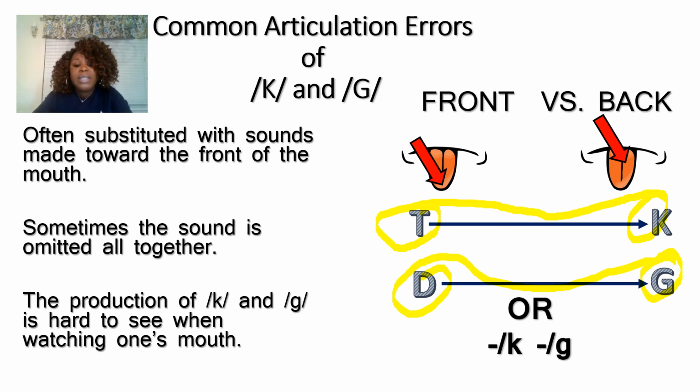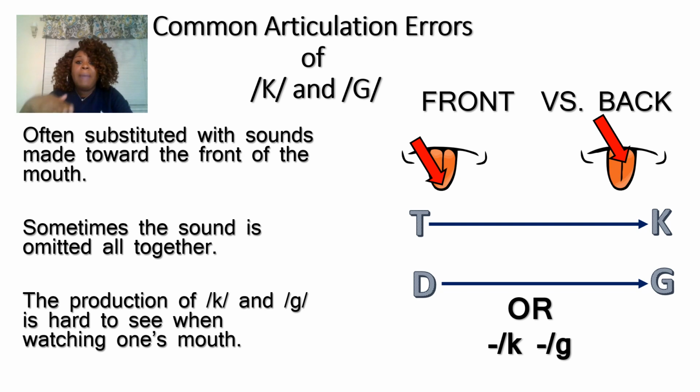Now, there are those instances where the child is just having all sorts of difficulty manipulating the movement of their tongue. Because they can't coordinate the tongue at all to go up in the back or up in the front, they may totally eliminate the sound. And when you do that, you're getting nothing for K and nothing for G. So instead of saying cat, they're going to say at. Instead of saying goat, they're going to say oat. So that's when they're totally eliminating the sound altogether.